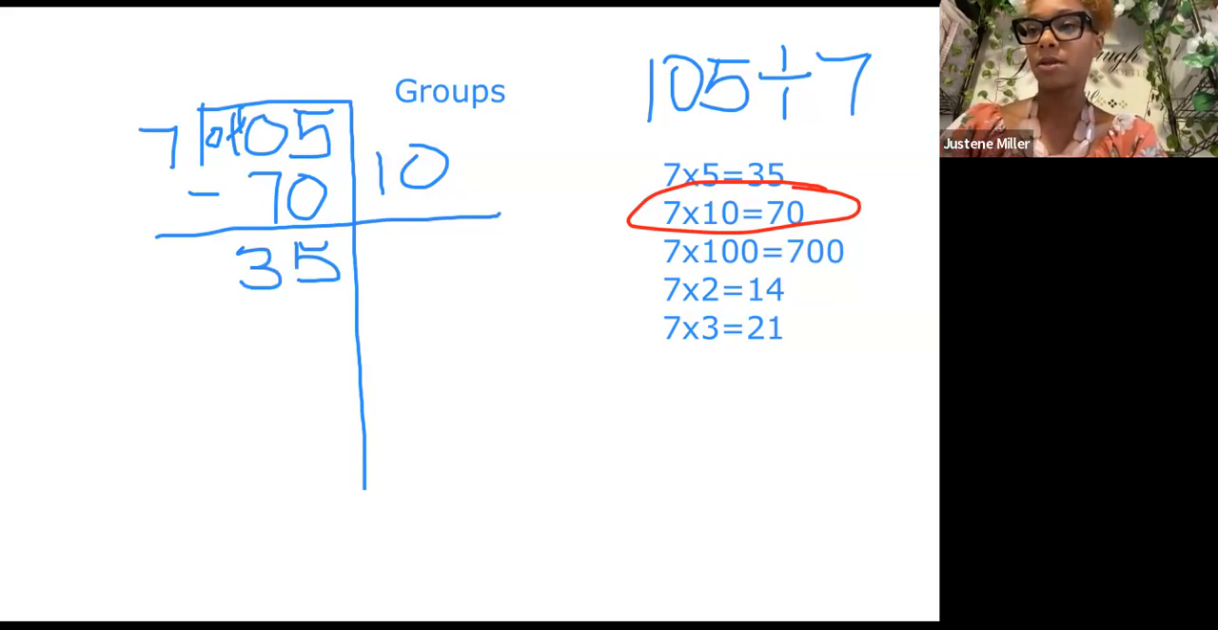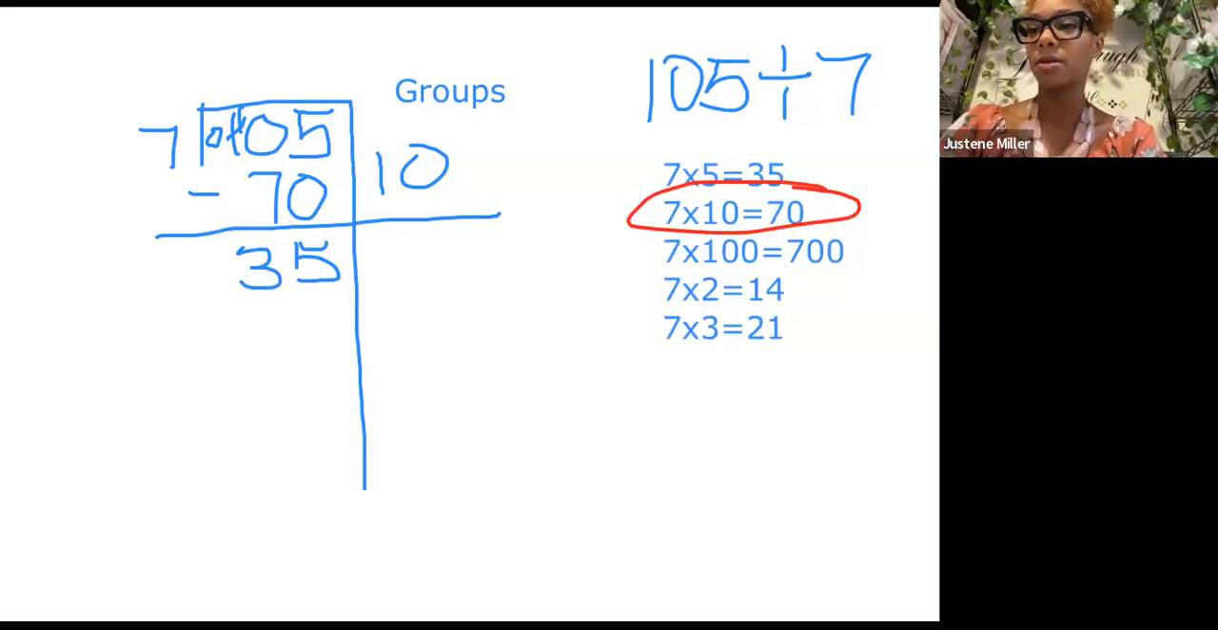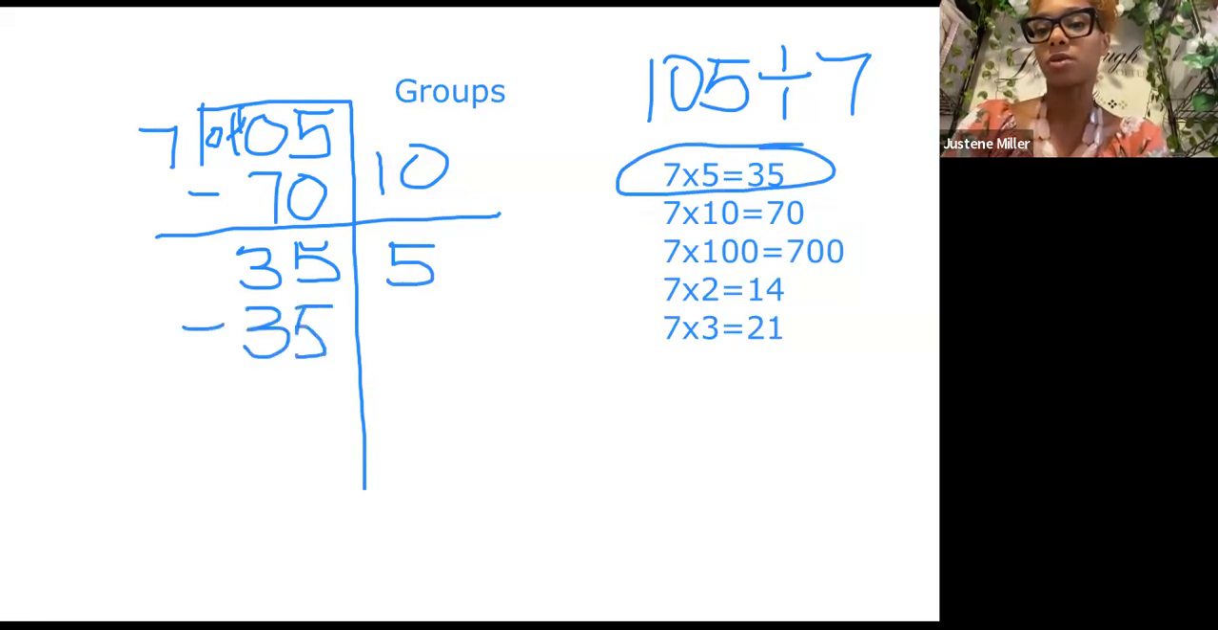Now let's think about how many groups. Oops, let's back it up. How many groups of 7 can I use now? Well, how many groups of 7 are in 35? Look at over here. We got 7 times 5 is 35. So I'm going to use 5 groups of 7. So I'm going to write my 5 on the right. And 5 groups of 7 is 35. Subtracting from my total, 35 subtract 35 is 0.